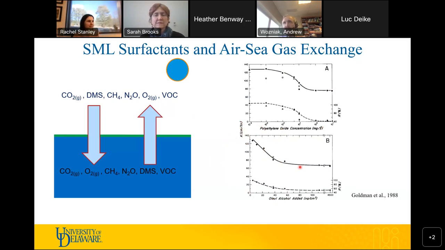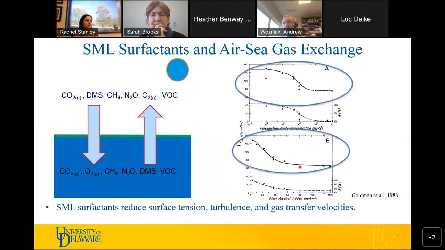And so the presence of surfactants is going to influence the velocity and the rate of exchange of these gases across the sea surface interface. What their data also show is a difference in the response of the microlayer, or rather the oxygen mass velocity rate, for different surfactants. So you see here, the dashed lines show the percentage reduction. And you can see oleyl alcohol reduces the mass transfer, the gas transfer velocity, more than the polyethylene oxide.